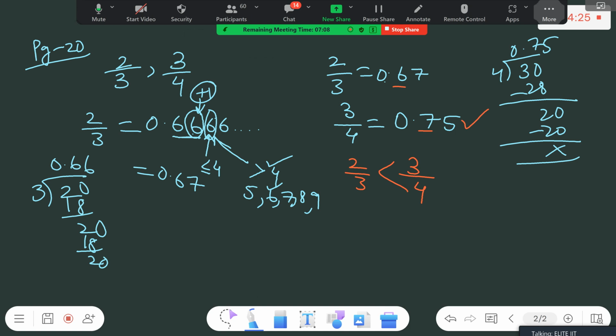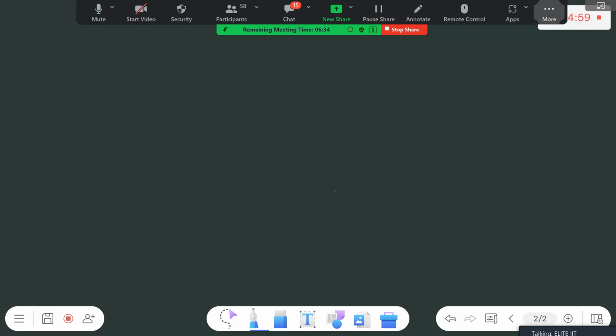I am clearing the board. Copy from your friends. Instead of talking with each other, if you keep on writing quickly, then you can finish it much earlier. Okay. Done? So this is one way to compare your fractions, isn't it? I'm raising the board now.